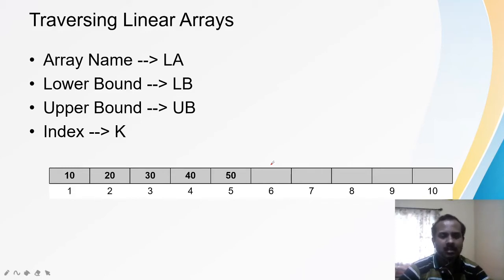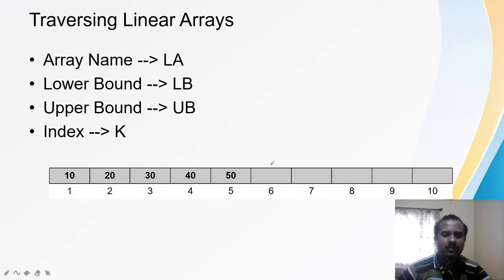Traversing means you are visiting every element in the array, or you are processing every element in the array. When I say processing, it can be anything. Either you may be filling the data, or you are performing any mathematical operation, or you are assessing the data, or you are just going and visiting the data, checking whether data is present or not. Now let us write the algorithm for traversing the linear array.